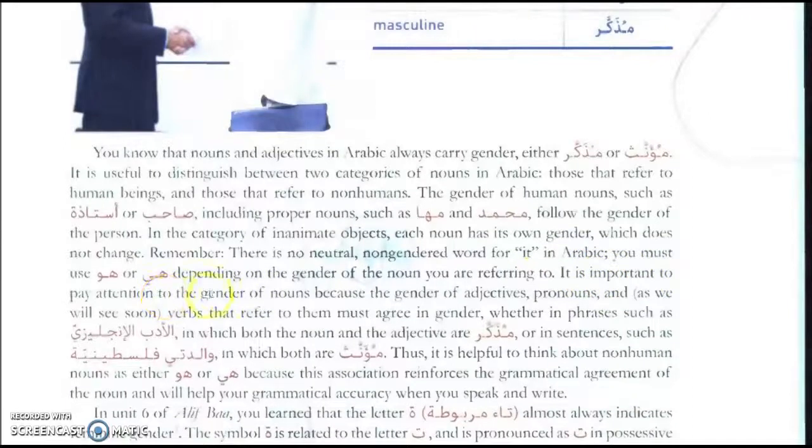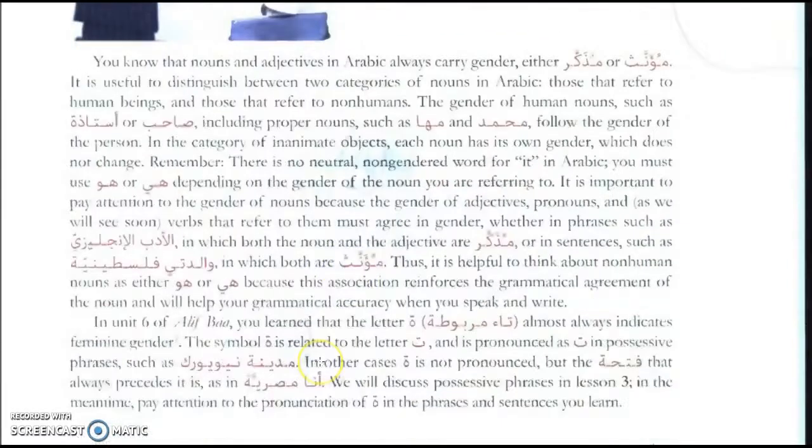It is important to pay attention to the gender of nouns because the gender of adjectives, pronouns, and, as we will see soon, verbs that refer to them must agree in gender, whether in phrases such as al-adab al-Inglizi, in which both the noun and adjective are mudhakkar, or in sentences such as walidti Falastiniya, my mother is Palestinian, in which both use mu'annath. Thus, it's helpful to think about non-human nouns as either huwa or hiya, because this association reinforces the grammatical agreement of the noun and will help your grammatical accuracy when you speak and write.